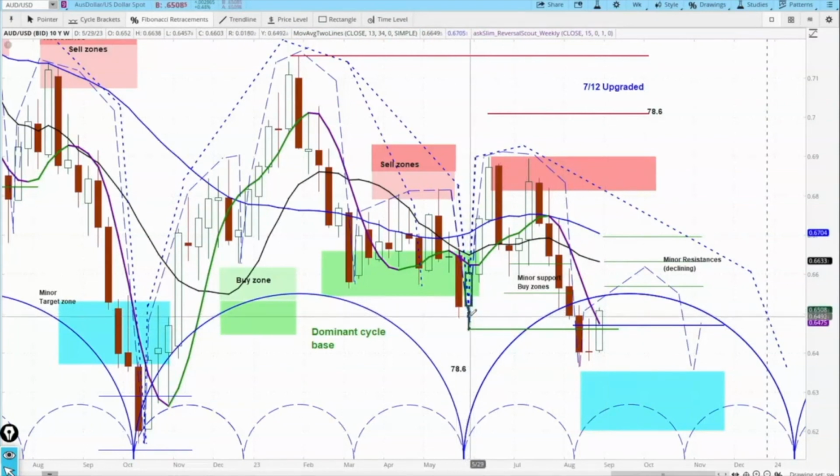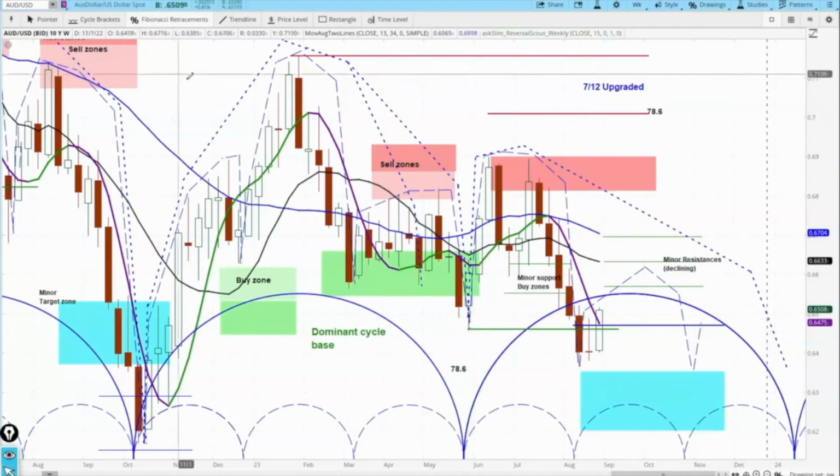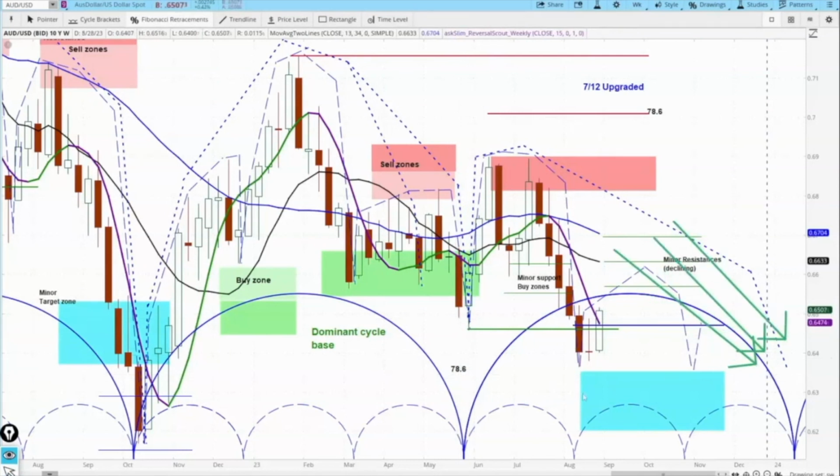That is due to the fact that we have lost this key dominant cycle low right here, if I get my cursor back, at 64.57. So that says that the dominant energy is pushing to the downside, and we have the minor energies pushing to the upside. So when that happens, the highest odds are that this would form a bear flag and then turn back to the downside again.